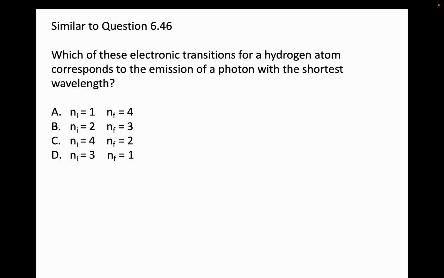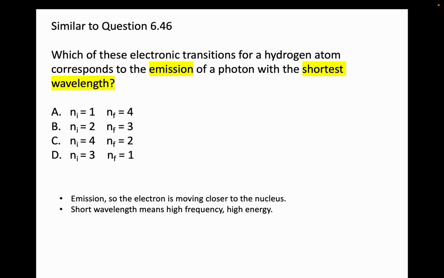This one's similar to end of chapter question 6.46. Which of these electronic transitions for a hydrogen atom corresponds to the emission of the photon with the shortest wavelength? As I read this, a couple things jump out at me. They're talking about emission of a photon, and in terms of its energy, we're thinking about short wavelength.